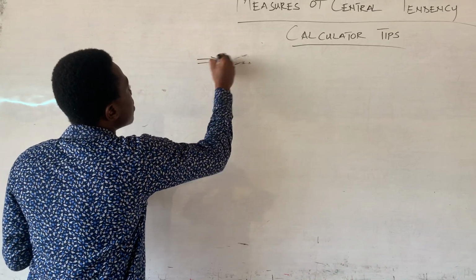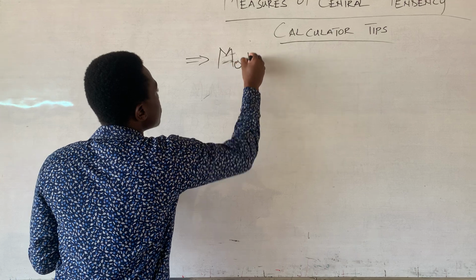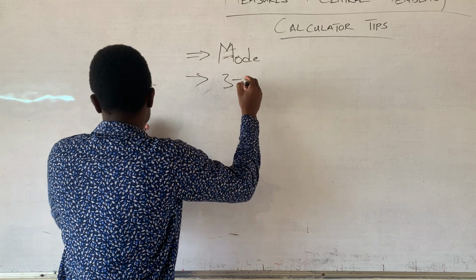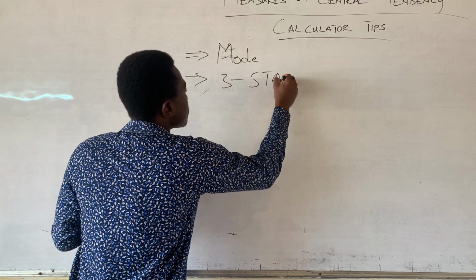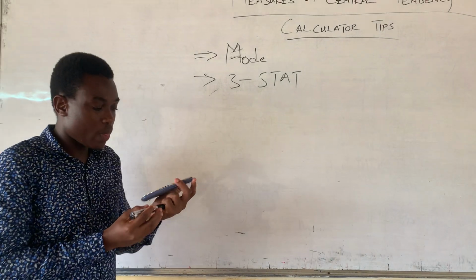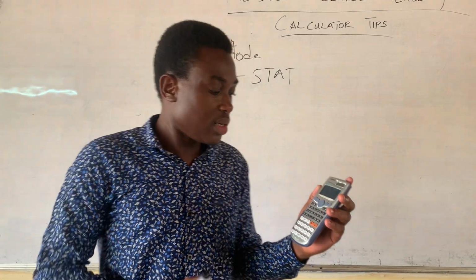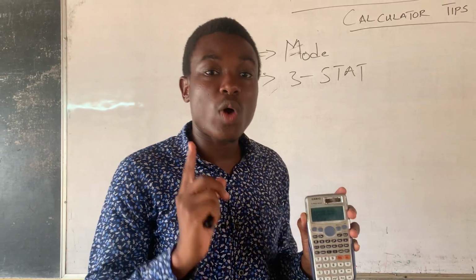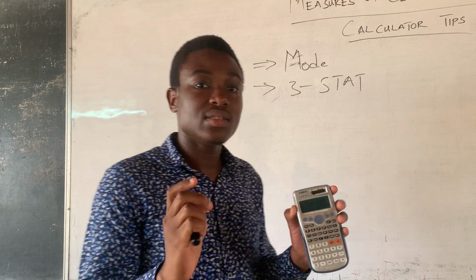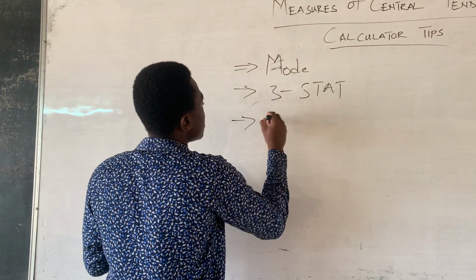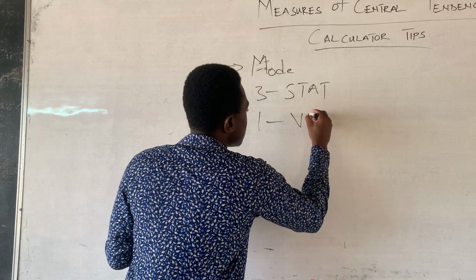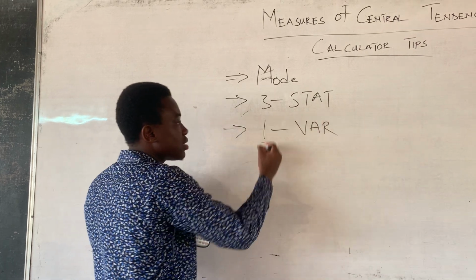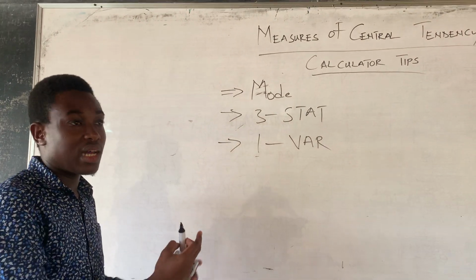So we began by pressing mode. Then we went on to option 3, which is stat. After pressing option 3, the next step is to press option 1, which is 1-var, meaning one variable. When you press that option, this is what comes up, and we are going to be selecting that.